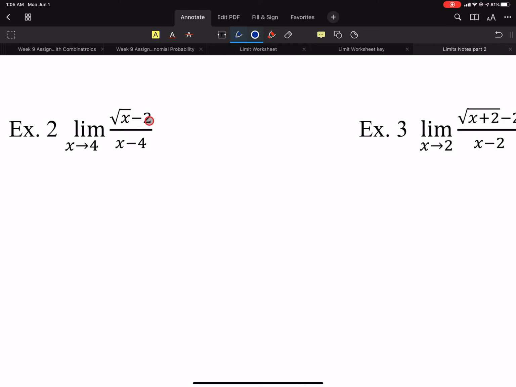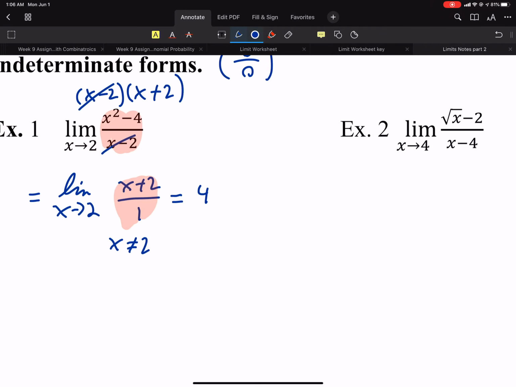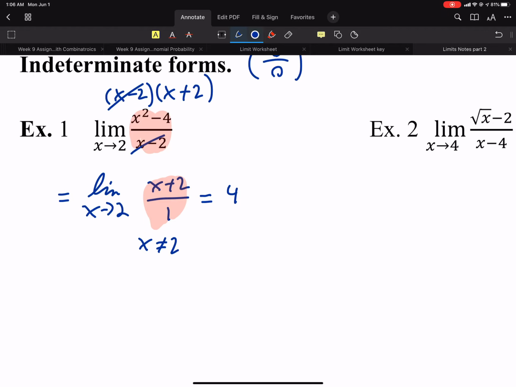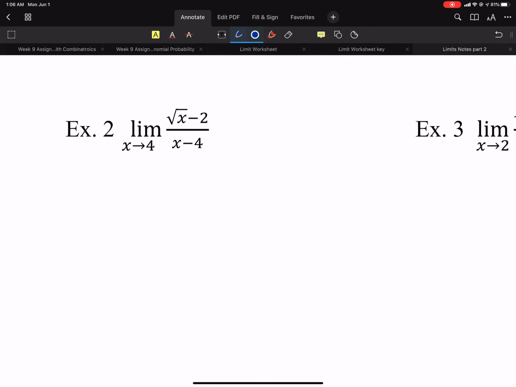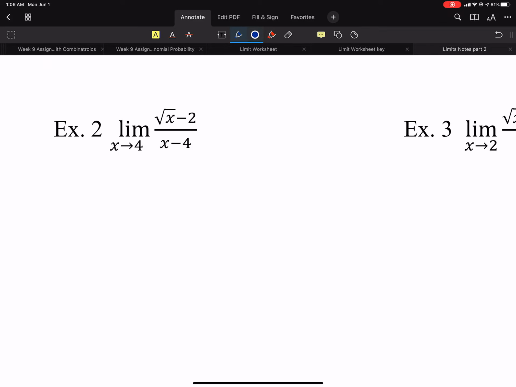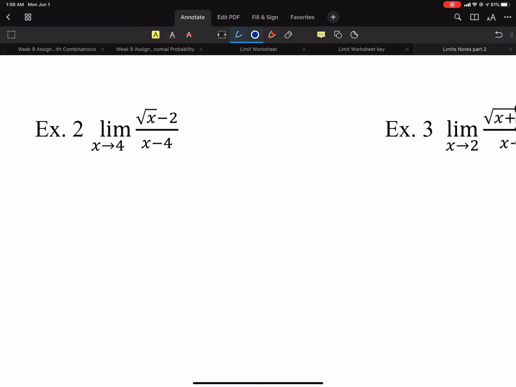But in this case, this radical, so you plug in 4, you get 2 minus 2, that's 0. 4 minus 4 is 0. You get a 0 over 0, which is called what? Yes, indeterminate form. You're not able to determine that limit. And I'll show you an example why it's not undefined later. Probably next video. So for this one, you're going to multiply by the conjugate of the radical part.